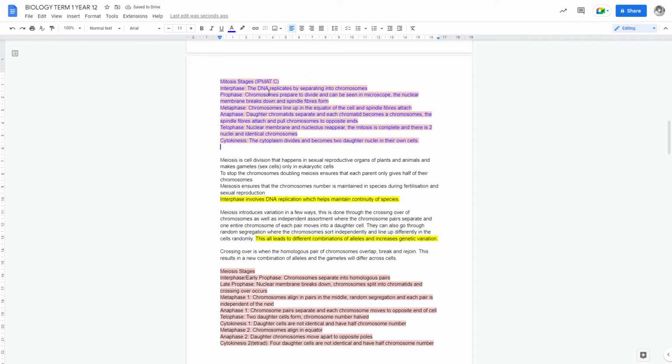Remember that. That's also necessary in meiosis, which allows us to have less memorizing, but it's also a bit more confusing.